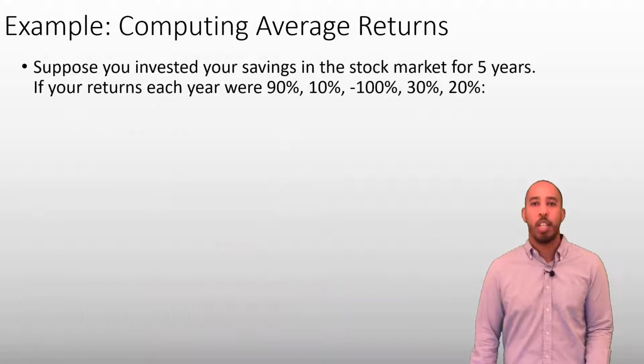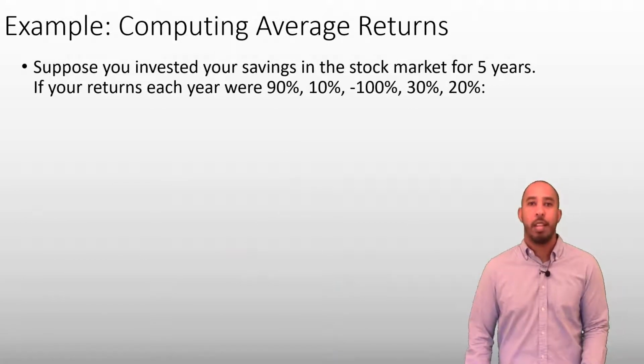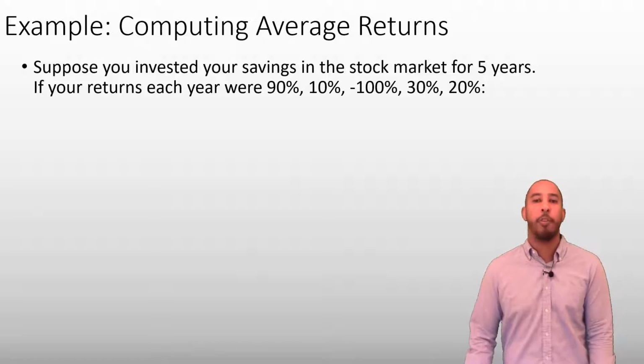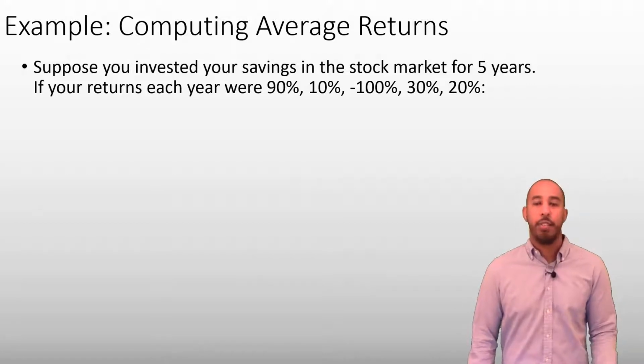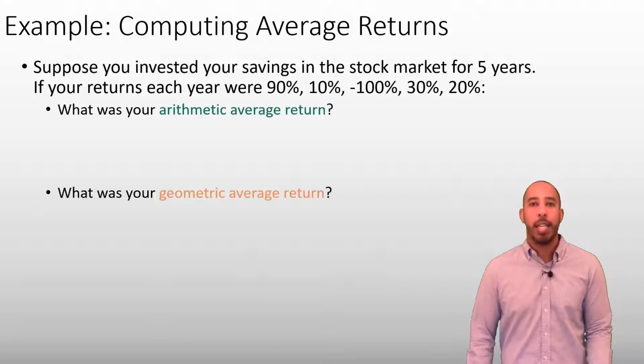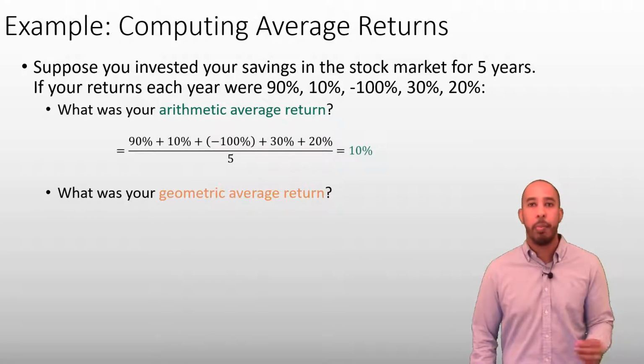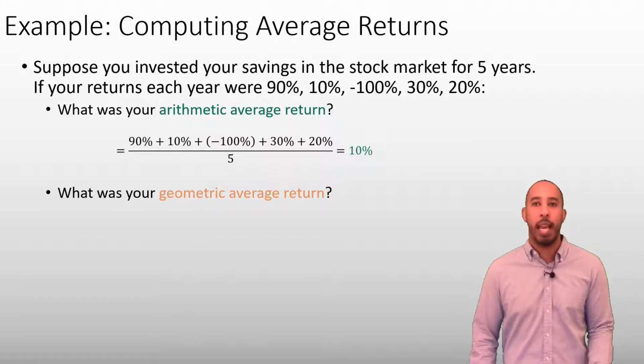We can do an example to show how these two different average measurements have different interpretations. Suppose you put some money in the stock market and earned the following returns over 5 years: 90%, then 10%, then negative 100%, then 30%, and finally 20%. Let's find out both the arithmetic and geometric average returns here. First, arithmetic. This will just be a simple average. We'll take all 5 observations, sum them together, and divide by 5. And we get 10% as an arithmetic average.